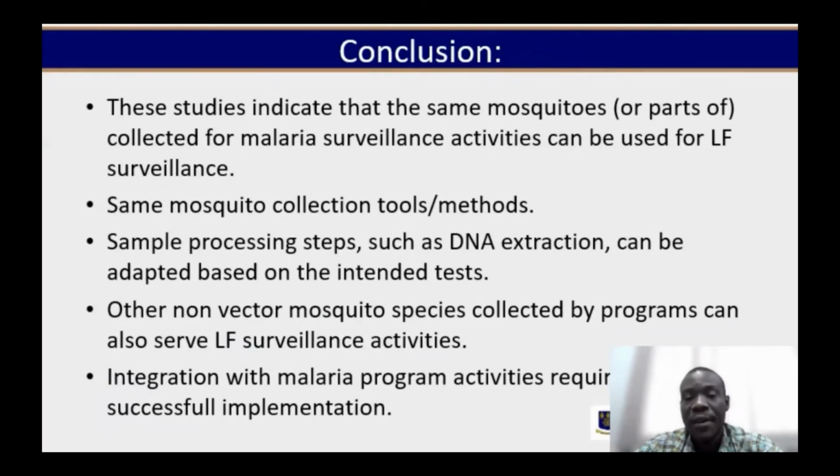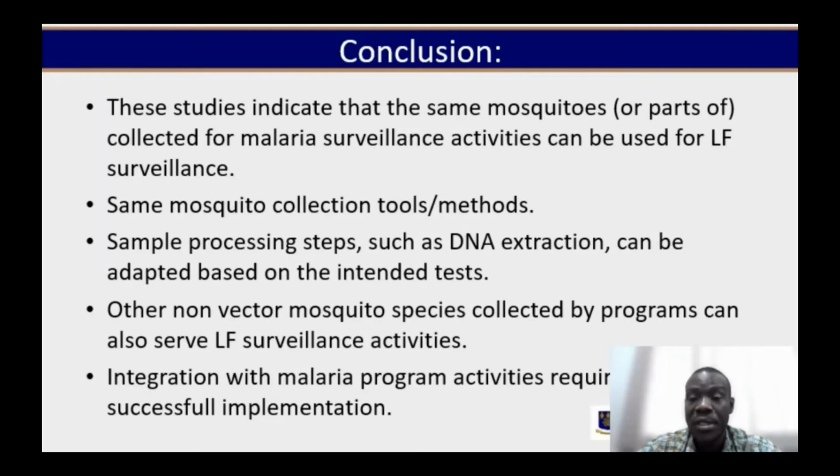So just very quickly to conclude, we see that malaria programs collect many mosquitoes that could be used to assess LF infection in sentinel sites. LF programs may not have the technical personnel for xenomonitoring, but could benefit from malaria work in many ways. These studies indicate that the same mosquitoes, or part of the same mosquitoes collected for malaria surveillance activities, can be used for LF surveillance. Other non-vector mosquito species collected by programs can also serve LF surveillance activities.